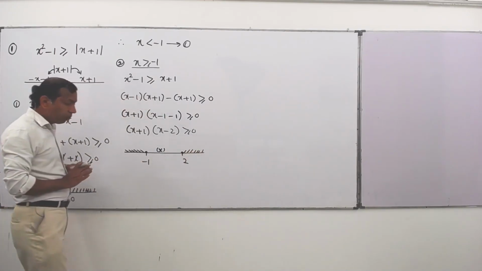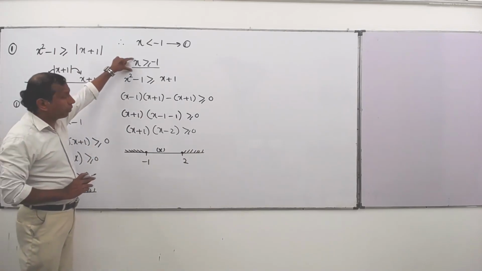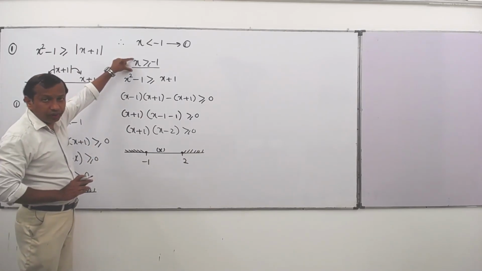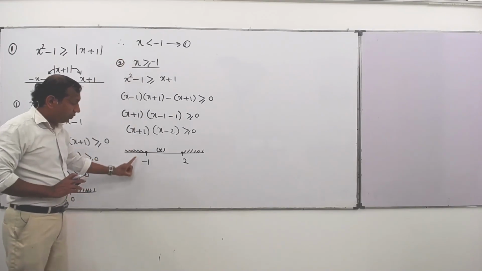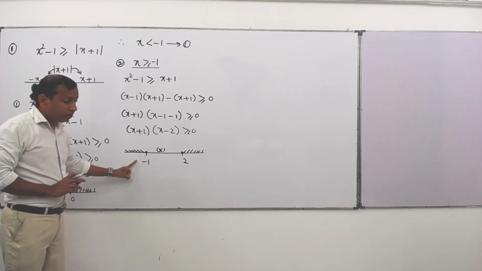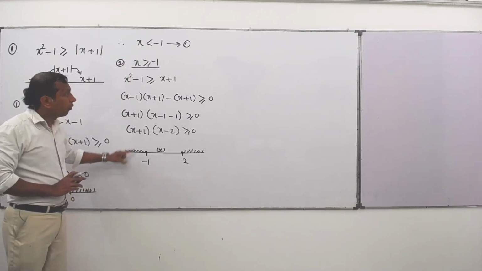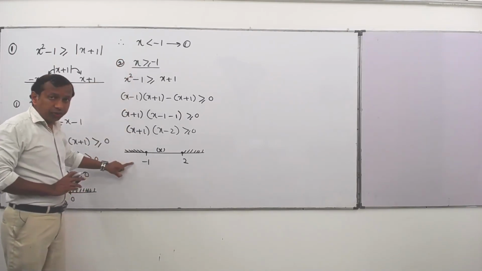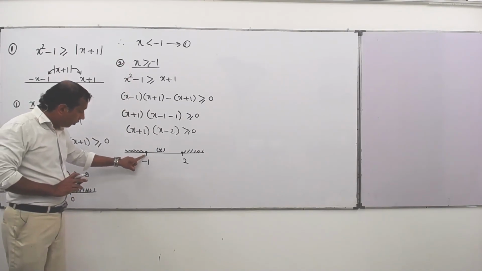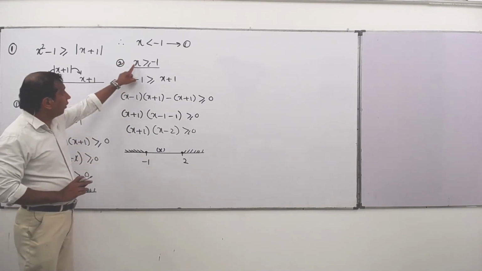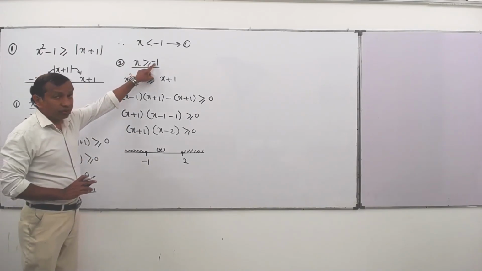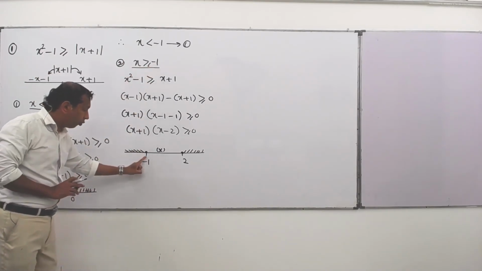Okay. Now, we solve this question in this interval. Right. The answer we got is this. Then we have to take the common region for this and this. The common region for this and this is going to be for this region and x equals minus 1. The common region is going to be x equals minus 1.